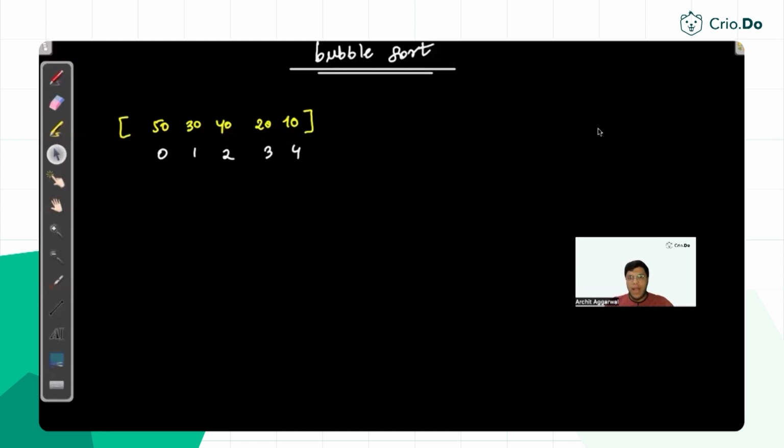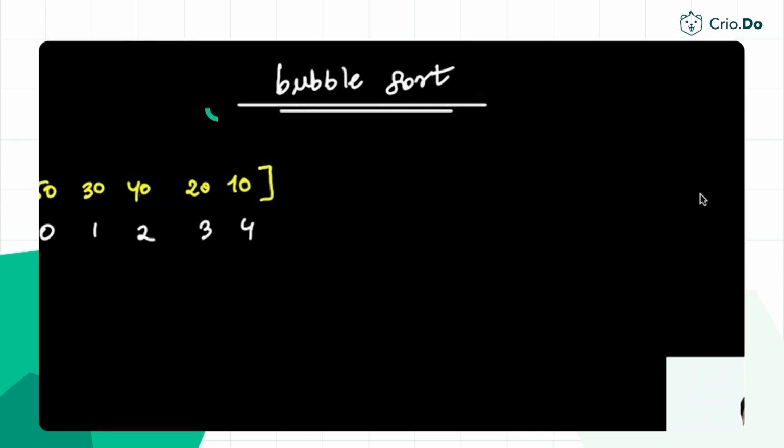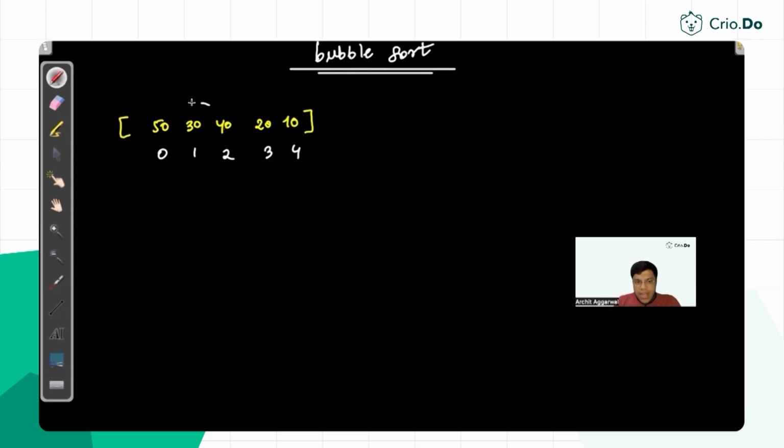Everyone, welcome back. In this particular video, we will be discussing the algorithm known as bubble sort. The problem is: given an unsorted array of integers, that is, the elements in the input array are in random order, you have to sort them in ascending order.